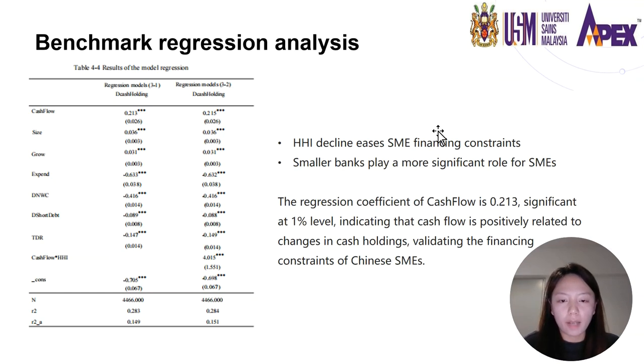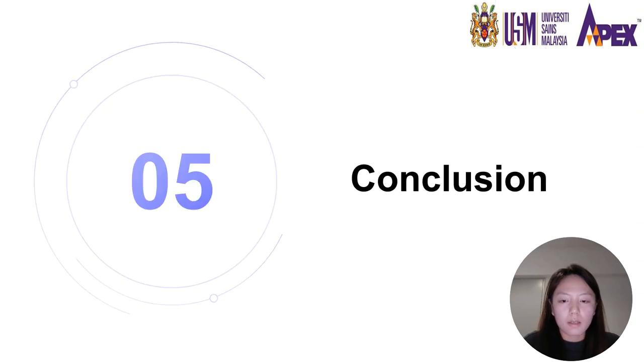Finally, we analyze the baseline regression and find that the cash flow regression coefficient of 0.213 is significant at the 1% level, indicating that cash flow is positively correlated with changes in cash holdings, validating the financing constraints of Chinese SMEs.